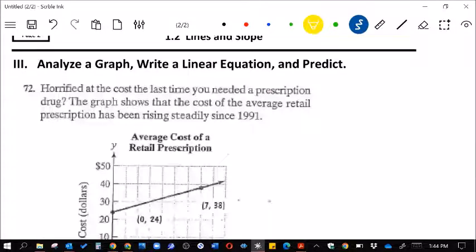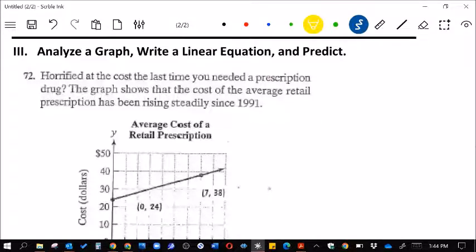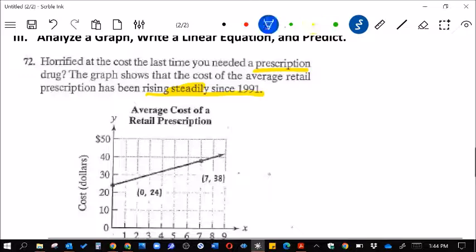Now, let's look at analyzing a graph. Horrified at the cost the last time you needed a prescription drug? Well, many adults are. You may not know the prices, but the prices have been rising steadily since 1991. If they've been at a steady increase, then we could have a slope in a straight line, which is what this shows.